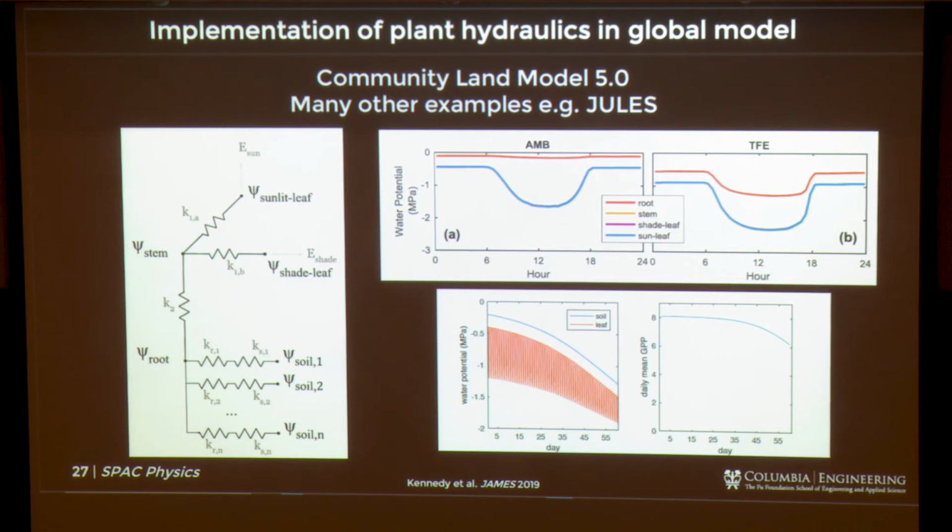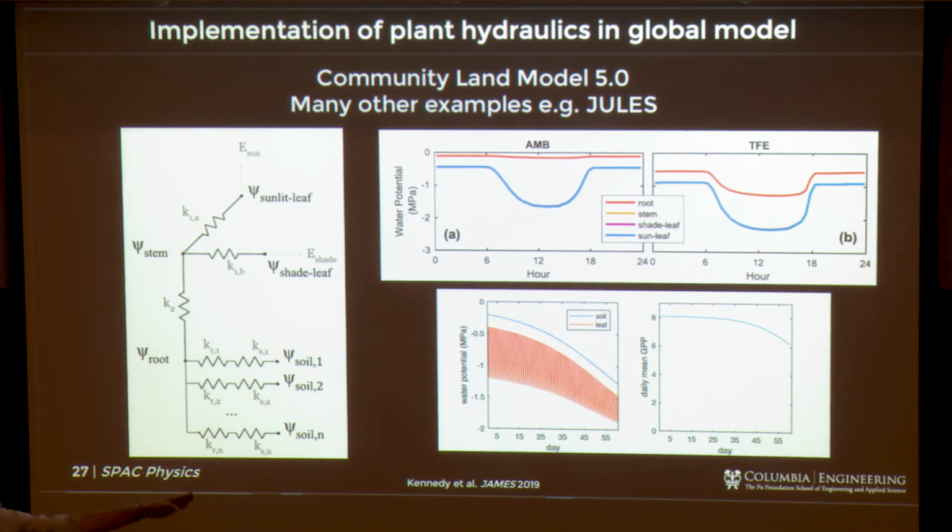So that's an example here using actually Patrick's site and the one he showed you before, where you have the ambient site and the through-fall experiment on the right-hand side, and you can see the impact in terms of the rooting system, but also in terms of the within-plant leaf water potential. You can look at that as a function of time.